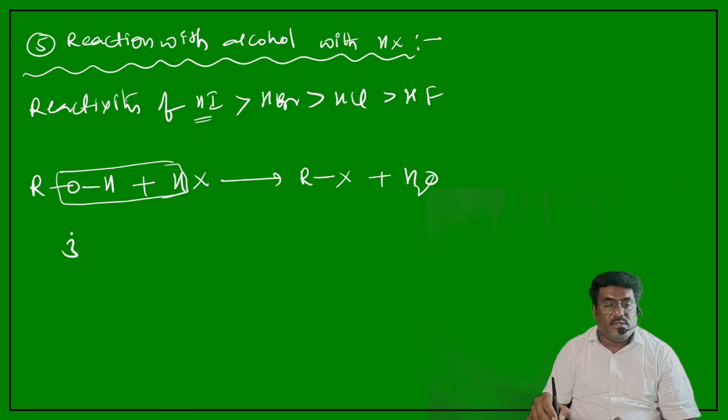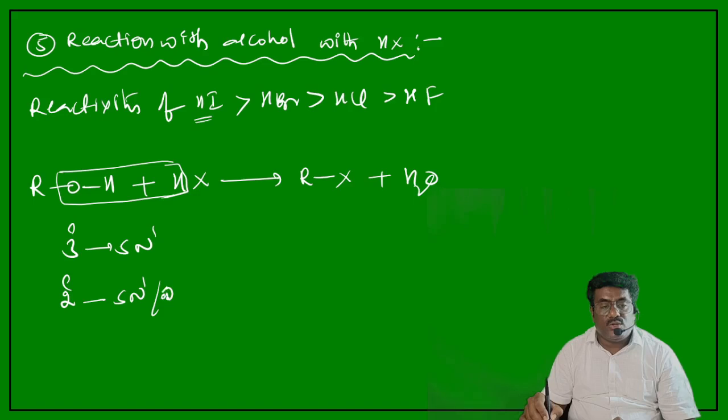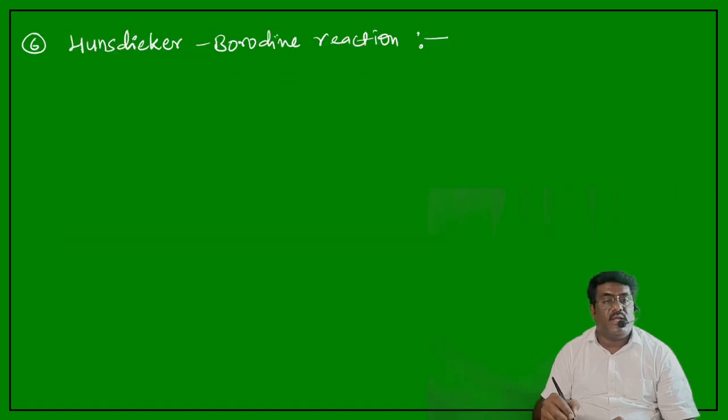Generally, a tertiary alkyl halide undergoes SN1 reaction. Secondary undergoes SN1 or SN2. The SN1 and SN2 we can discuss further. Okay, have a look at one more reaction.